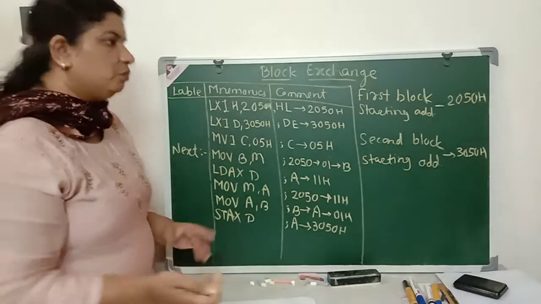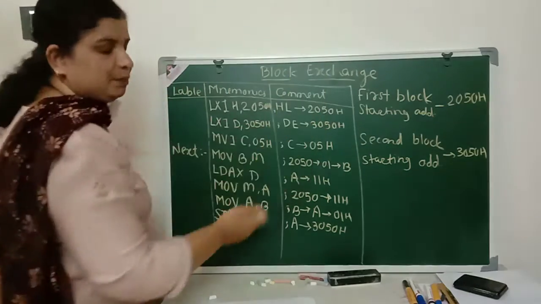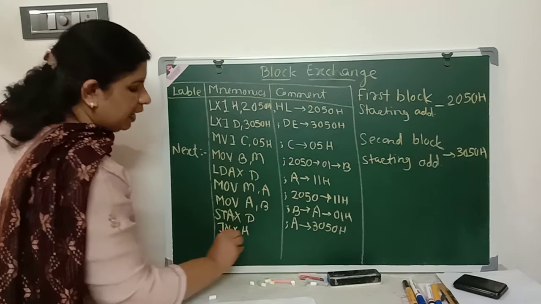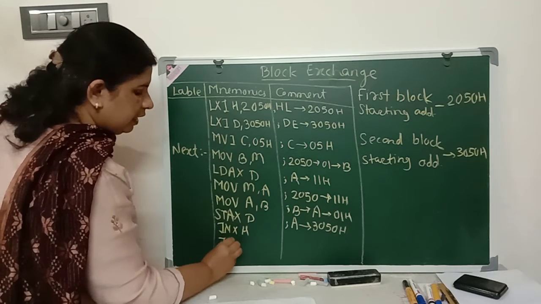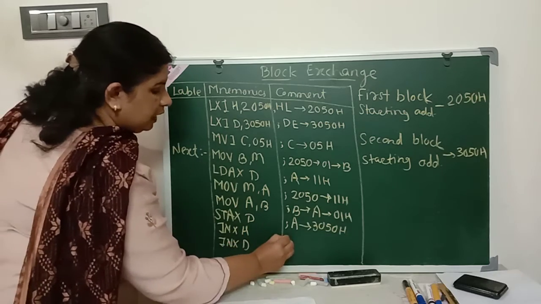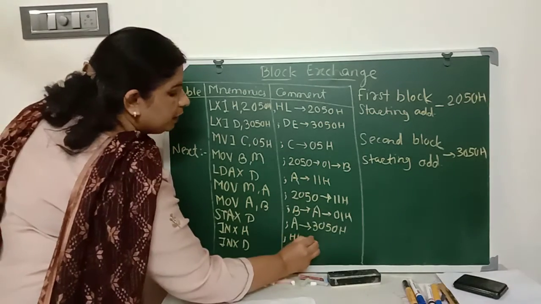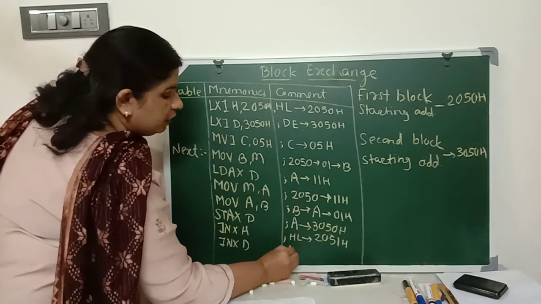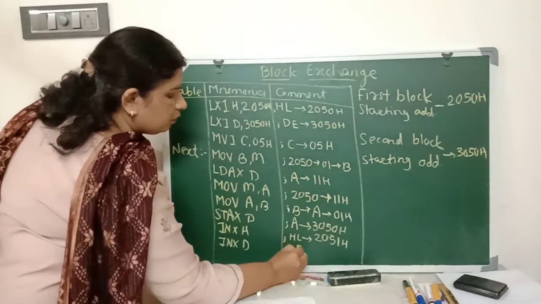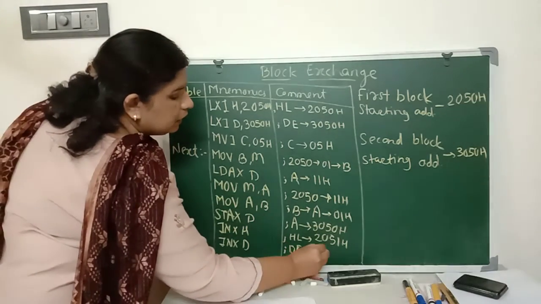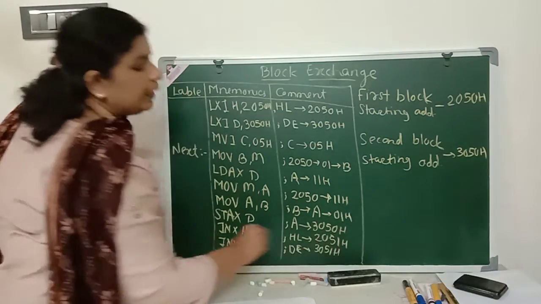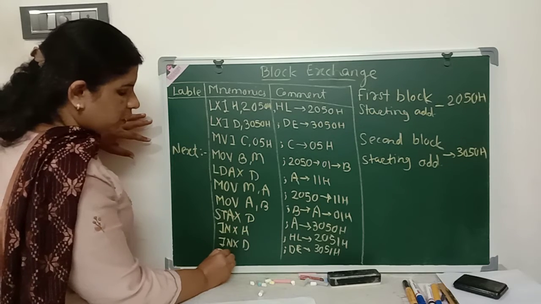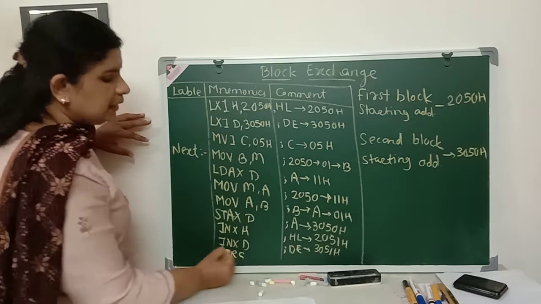Now what should be the next? We should set the pointer for the next memory location. So we need to increment, INX. I will write INX H. Similarly INX D. So what will happen? Now HL will become 2051H. Similarly DE will become 3051H.